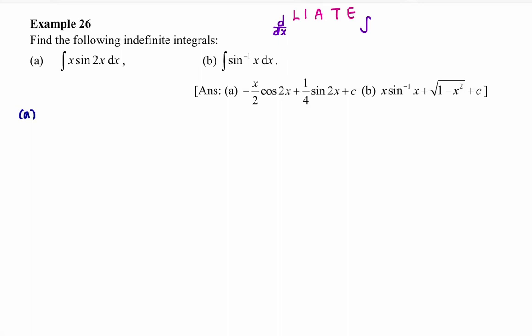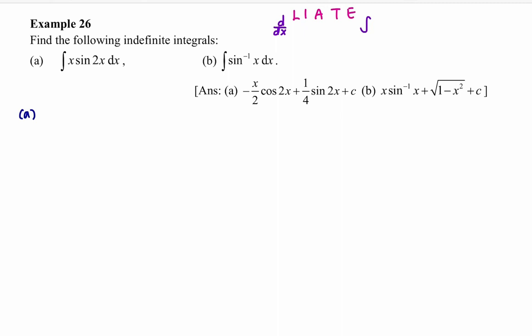Let's try this example. Part A. You are asked to integrate x times sine 2x with respect to x. Do think about the different techniques you have learned before. Do you think there is any that you can use? Perhaps f prime x sine of fx? But if you think about it, it couldn't work.